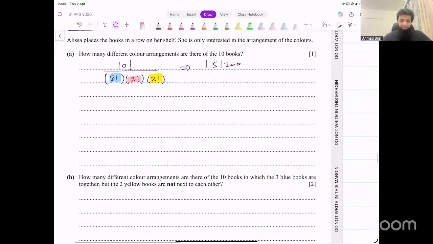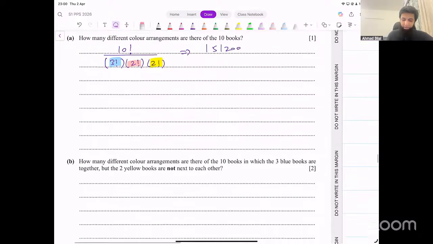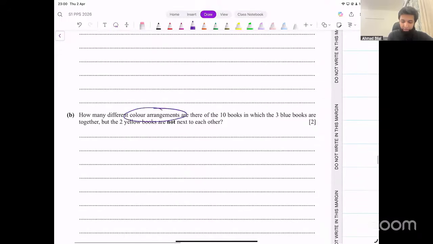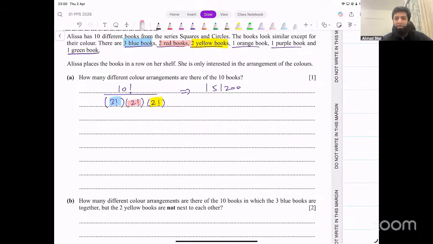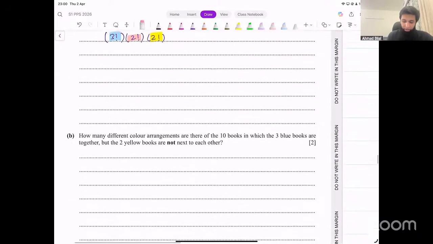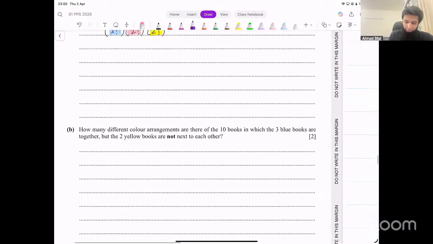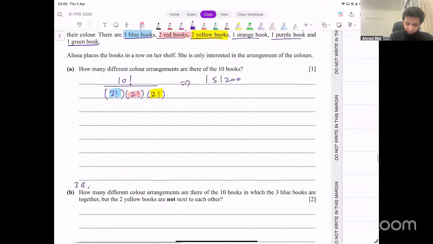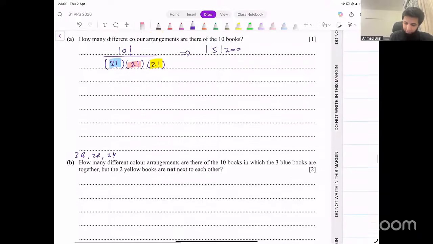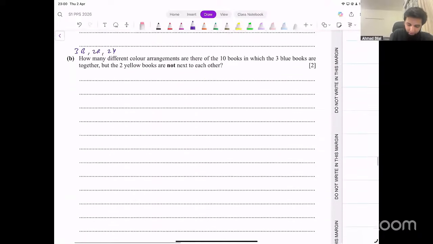All right. Now it says how many different color arrangements are there of the 10 books in which the 3 blue books are together, but the two yellow books are not next to each other. Now, again, we're talking about color arrangements, which means books of the same color are identical. That's the assumption. Books of the same color, we consider them identical. Now, what's the number of books? Let me just write that down here. Three blue, two red, two yellow, one orange, one purple, one green.